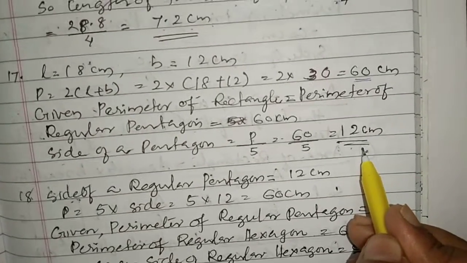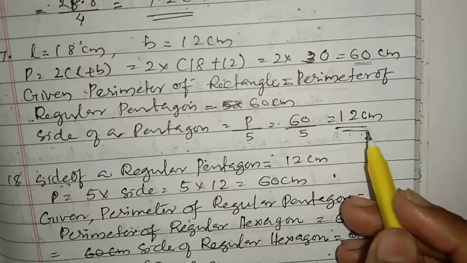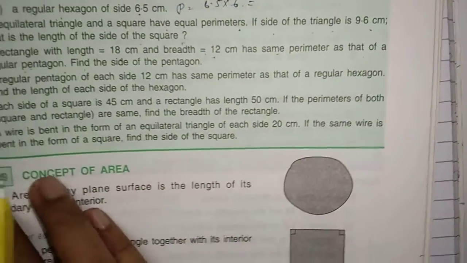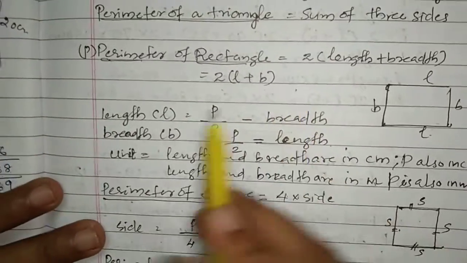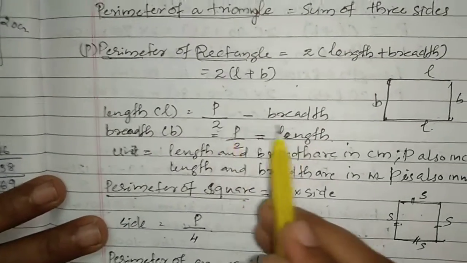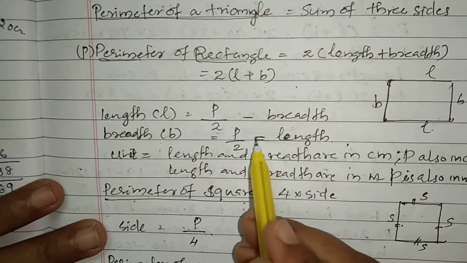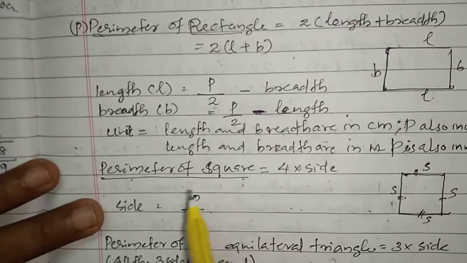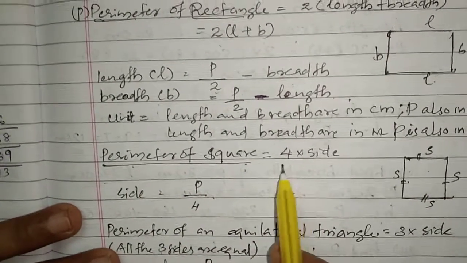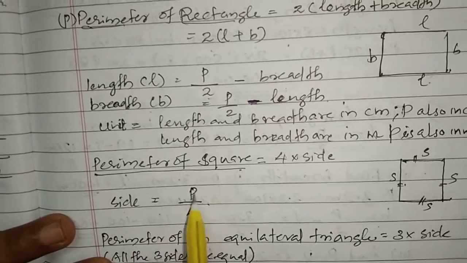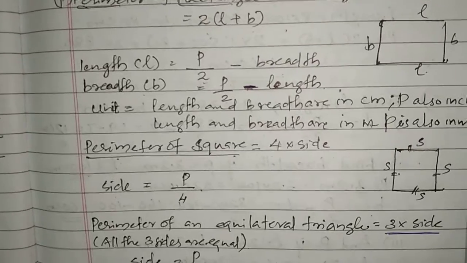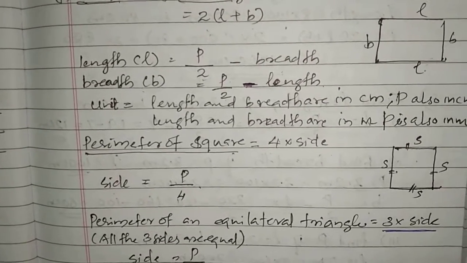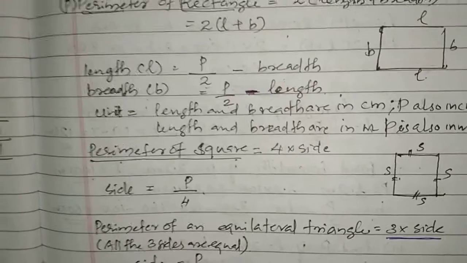The remaining questions are just like this. You have to try them yourself, and also learn by heart all the perimeter formulas you have studied. That is, perimeter of a rectangle is 2 into L plus B, and length equals perimeter by 2 minus breadth, and breadth equals perimeter by 2 minus length. And perimeter of a square equals 4 into side. Side can be calculated as perimeter by 4. Perimeter of an equilateral triangle is 3 into side. The perimeter of a regular pentagon is 5 into side. The perimeter of a regular hexagon is 6 into side.